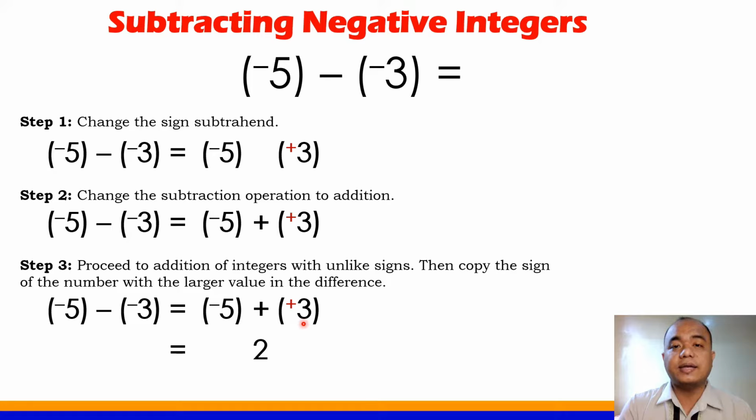Ano naman ang kanyang sign? Ano ang sign na gagamitin natin for 2? Ano ba yung malaki ang absolute value? Ang 5 o ang 3? Yes, kung absolute value ang ating babasehan, 5 yung mas malaking value kaysa sa 3. Ngayon, ano ba ang original sign or symbol ng ating 5? Yes, negative. So, negative ang ating gagamitin na symbol for our 2 in here. So, ibig sabihin, negative 2 ang ating final answer.